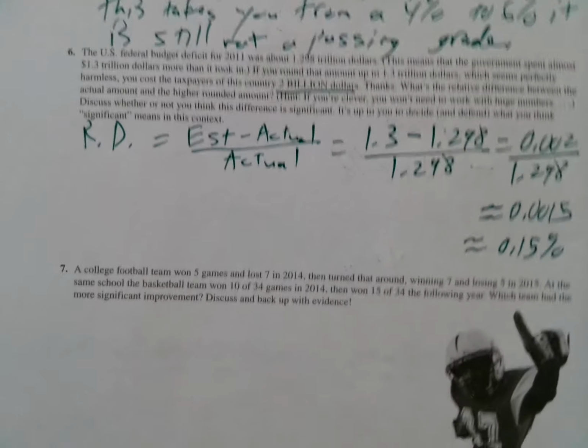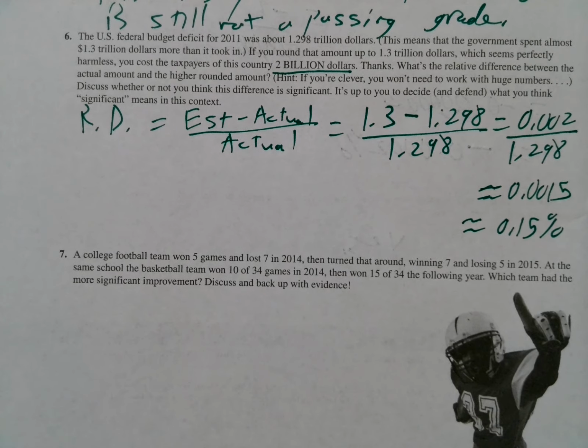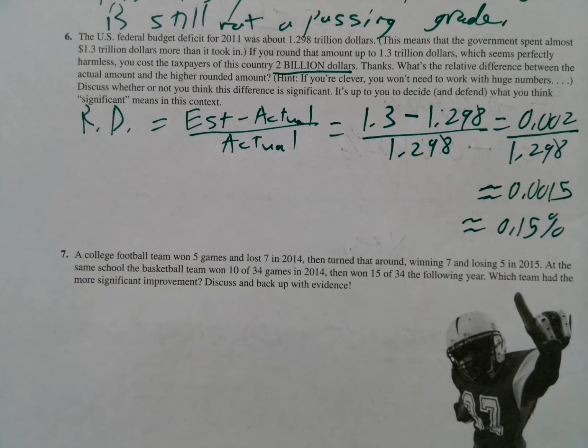So now, we look here at number 7. It says a college football team won 5 games and lost 7 in 2014. Then turned around winning 7 and losing 5 in 2015. At the same school, the basketball team won 10 of 34 games in 2014, then won 15 of 34 the following year. Which team had the more significant improvement? Discuss and back up with evidence.